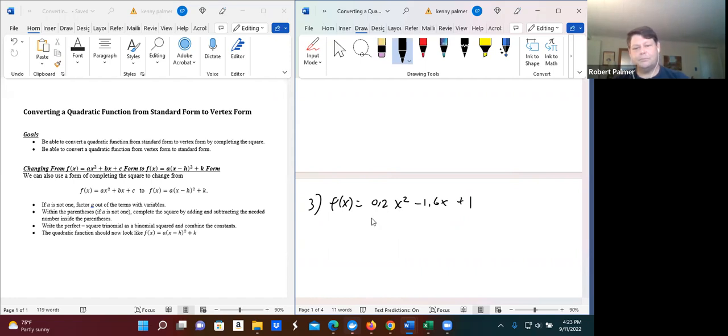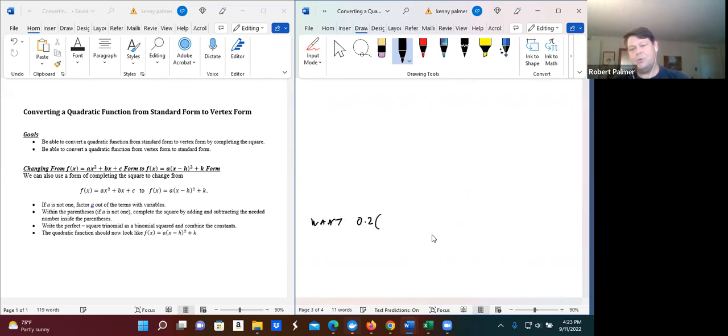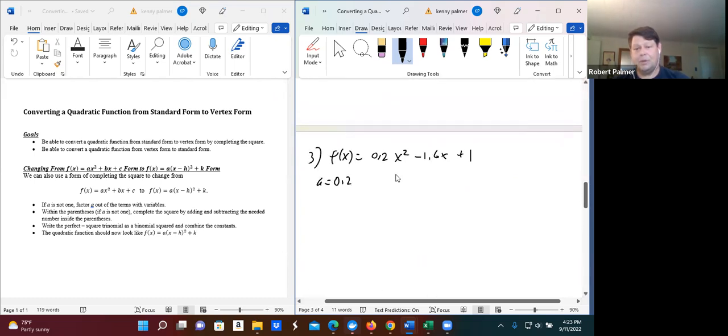Okay. Now here, our a, the number in front of the squared term, is going to be 0.2. And so like in the past ones, what we want to get out of all this is going to be 0.2 times x. Then in here, we have plus or minus something, and then plus or minus something out here. Once again, I'm going to factor, as I did in the previous one.